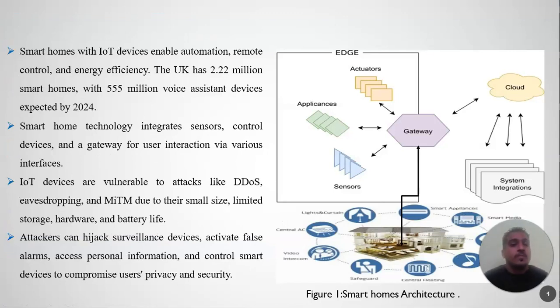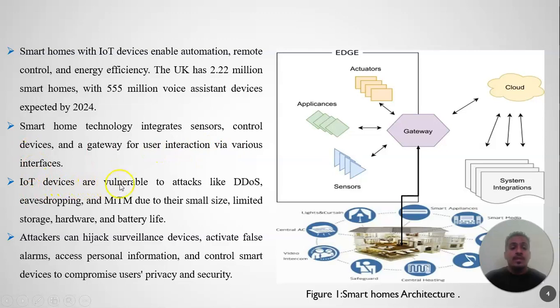A smart home with IoT devices enables automation, remote control, and energy efficiency. The UK has 2.22 million smart homes, with 555 million voice assistant devices expected in 2024. Smart home technology integrates sensors, control devices, and gateways for user interaction via various interfaces.